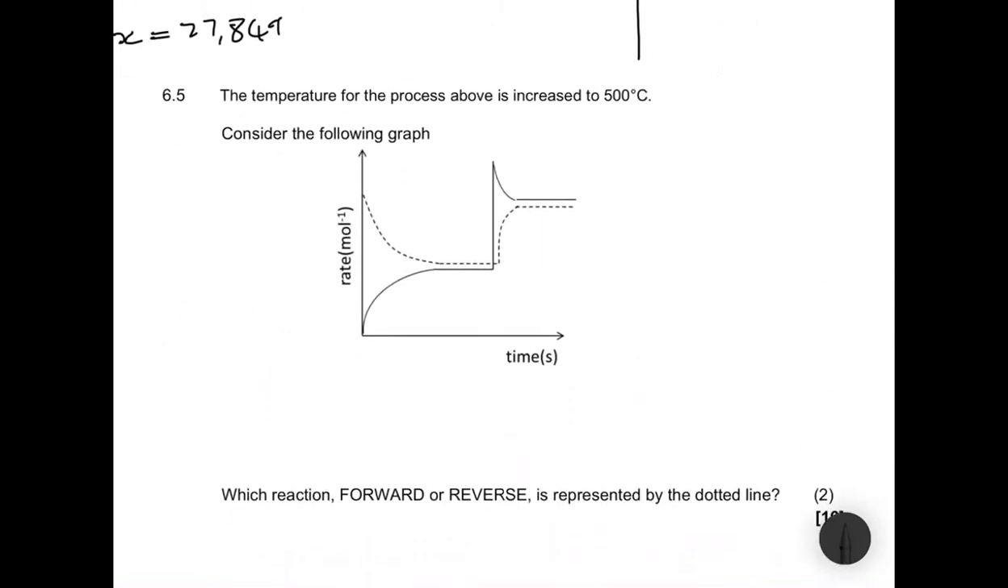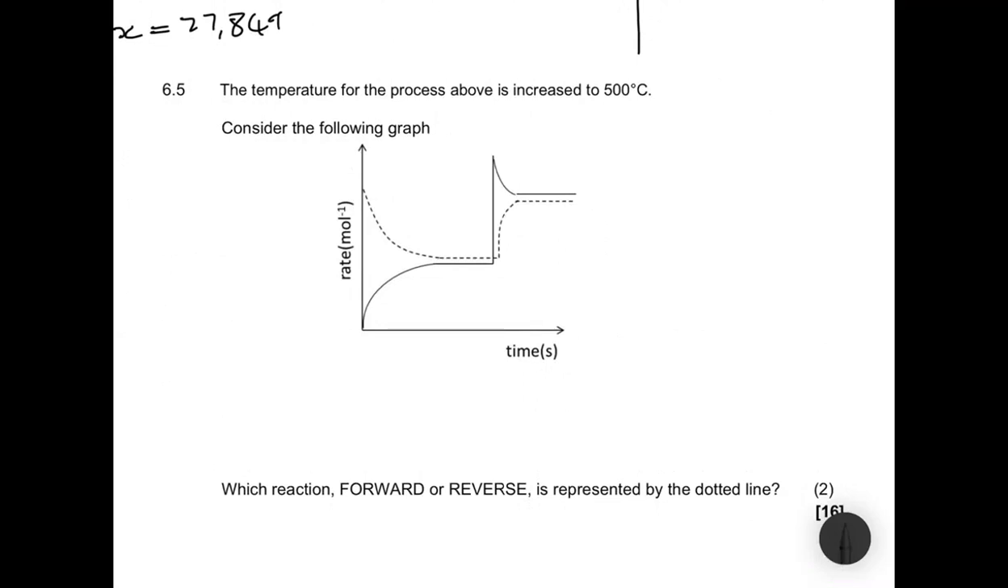So 6.5, last but not least, says the temperature for the process above is increased to 500 degrees Celsius. Consider the graph, and then there we have a graph. Which reaction, forward or reverse, is represented by the dotted lines? First of all, let's focus on the reverse reaction. We know that the reverse reaction is endothermic. So when we increase the temperature, the reverse reaction should be favored the most, right? More especially above 500 degrees Celsius.